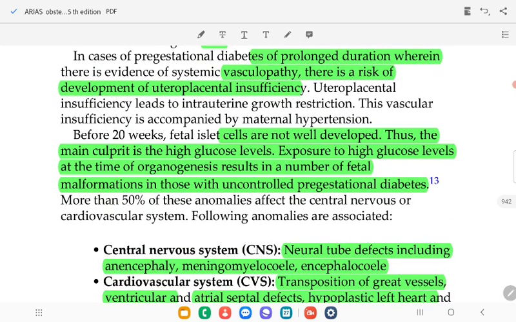Before 20 weeks, fetal islet cells are not well developed. Thus, the high glucose level is the main culprit, not fetal pancreatic hyperinsulinemia. Exposure to the high glucose level at the time of organogenesis results in a number of fetal malformations in those with uncontrolled pre-gestational diabetes. 50% of the anomalies affect the CNS and cardiovascular system.